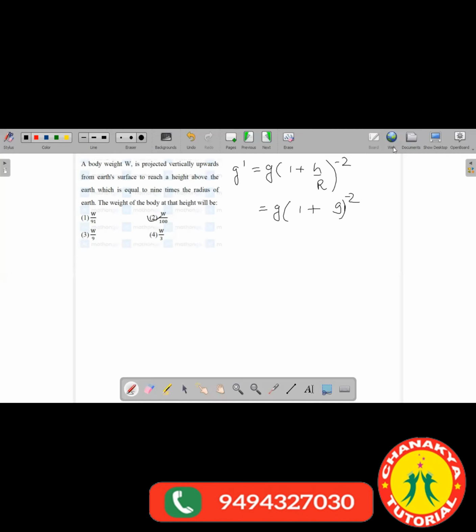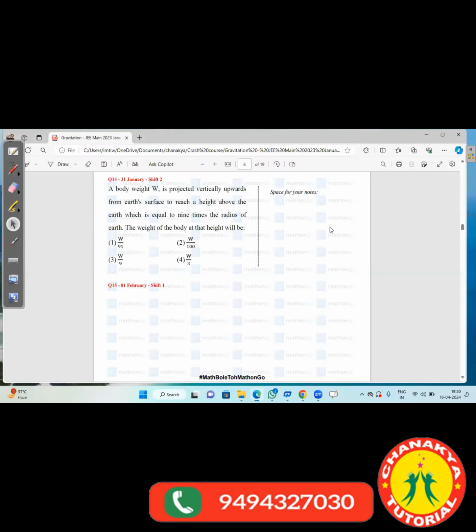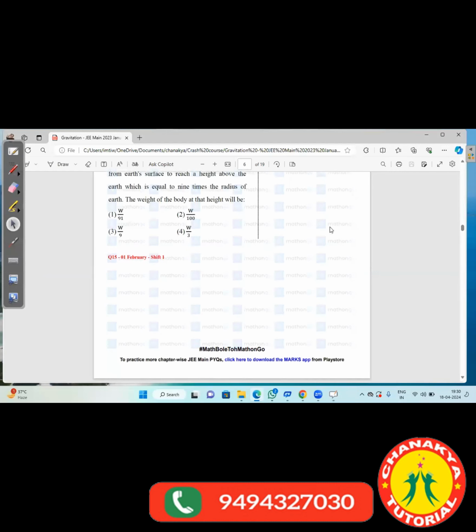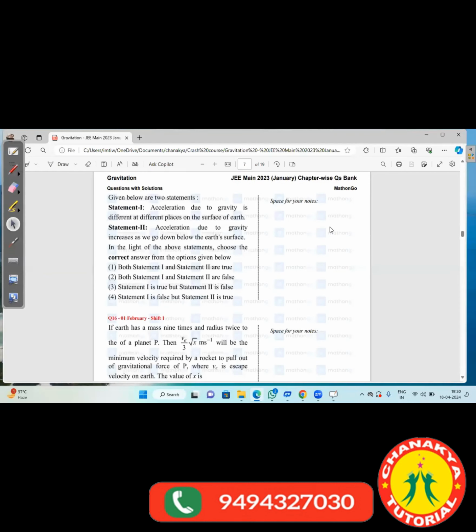Okay. So now I think you have understood this gravitation. We can start with the next topic in the next class. We can start with SHM in the next class.